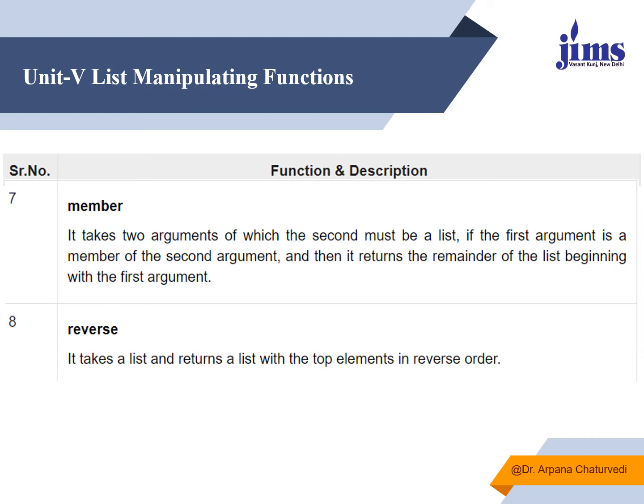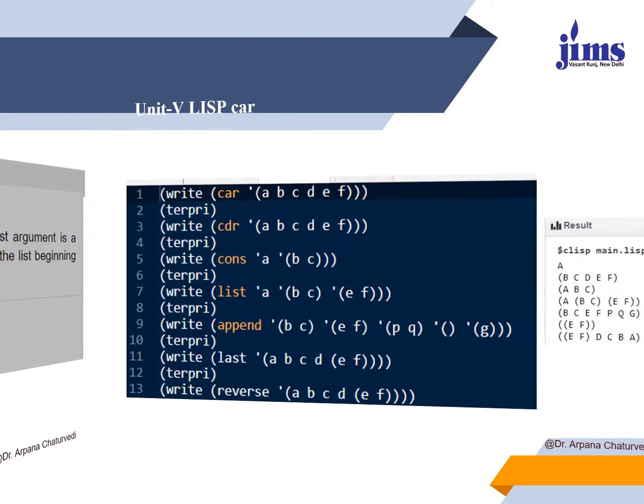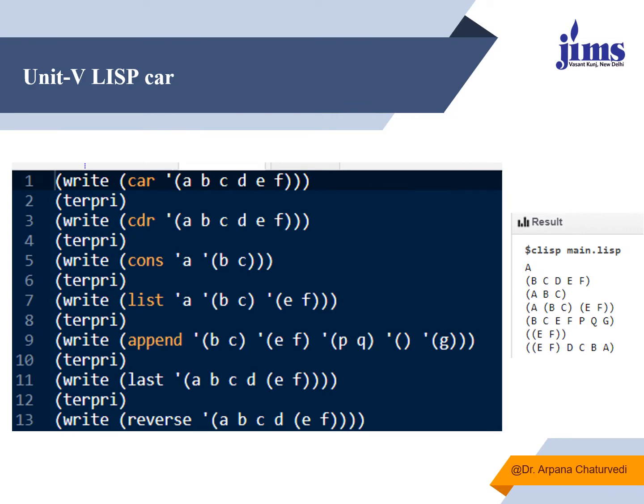So these are certain list manipulation functions. Here is an example where you can see, if this is a list and we use car, it will return me the first element, that is A. CDR returns everything except A, the rest of the elements, that is B, C, D, E, F.